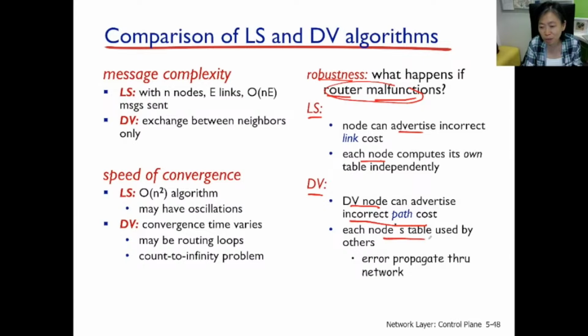Each node's distance vector is going to be used by others. This error is going to propagate throughout the network, and it might take a long time for the network to recover to the correct cost. Taking a long time and not very predictable. So in terms of robustness, link state here is still winning by a neck.